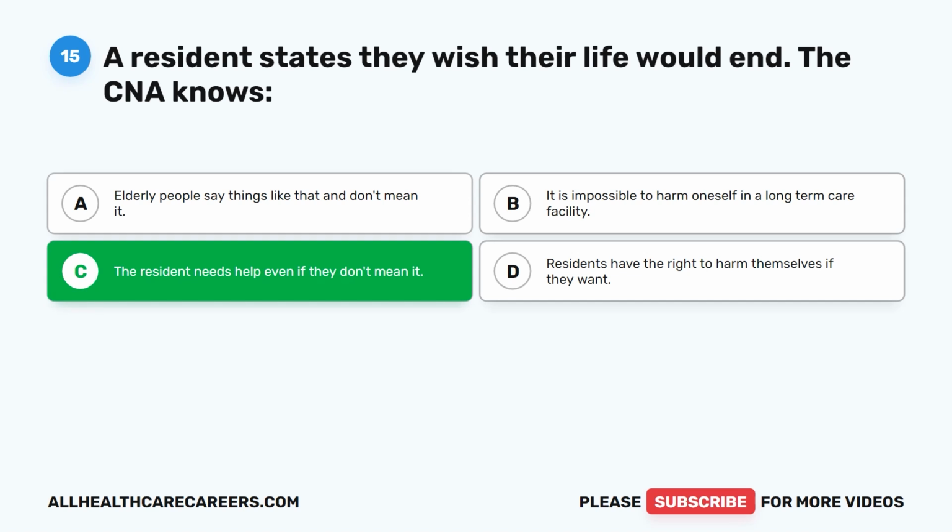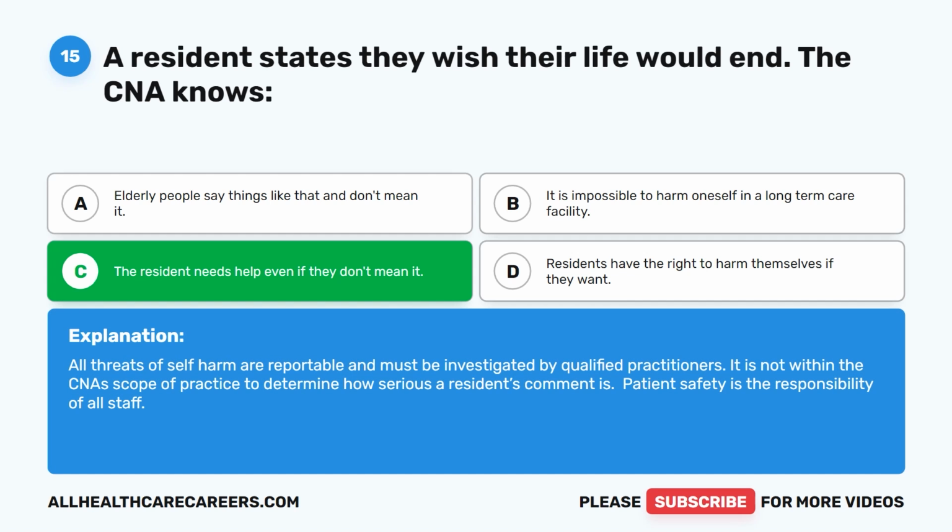The correct answer is C. The resident needs help even if they don't mean it. All threats of self-harm are reportable and must be investigated by qualified practitioners. It is not within the CNA's scope of practice to determine how serious a resident's comment is. Patient safety is the responsibility of all staff.